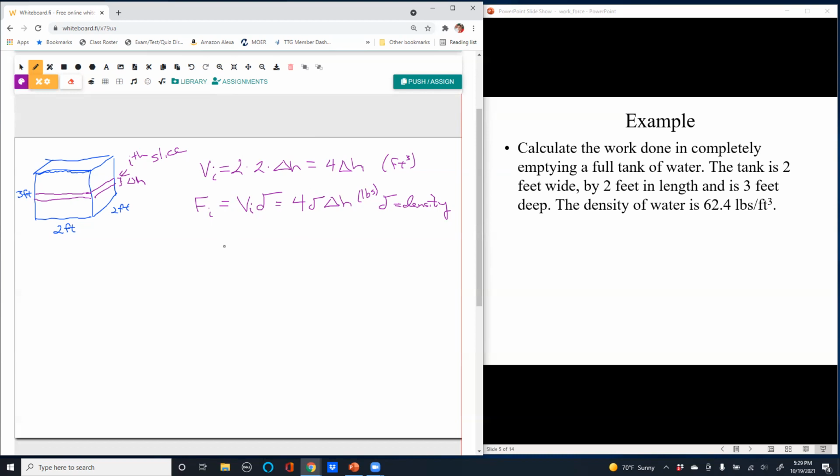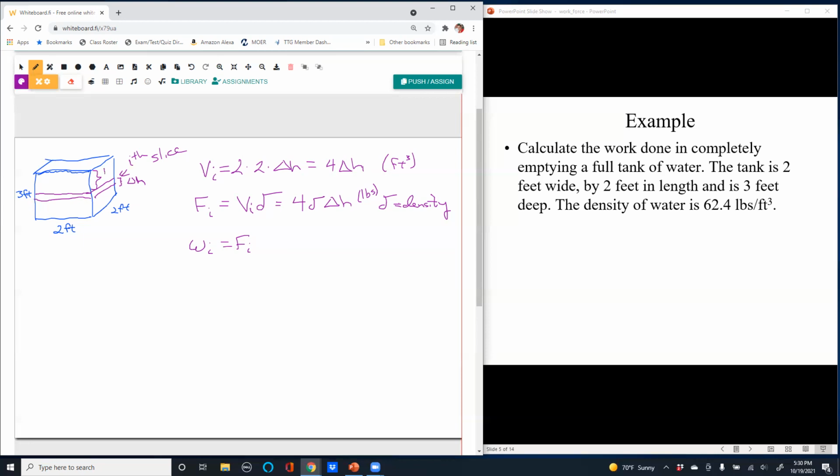I'm going a little slow through these first couple examples. As we go through more, I'll probably go a little quicker. All right, force on the ice slice. We now need the work on the ice slice. That's the force on the ice slice times the distance traveled. Now here's how this works. All we care about is the distance that just this slice has to go to get out of the tank, which is this distance right here.